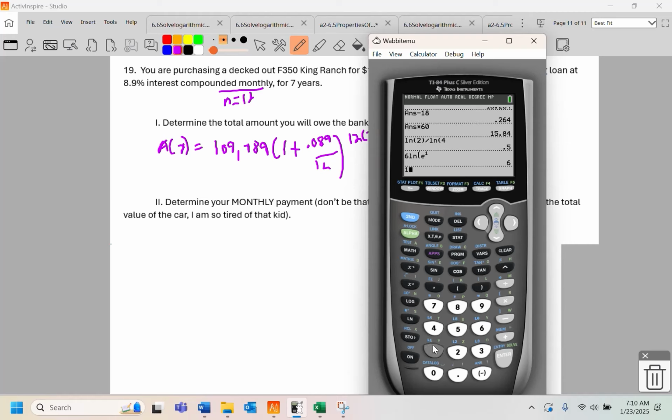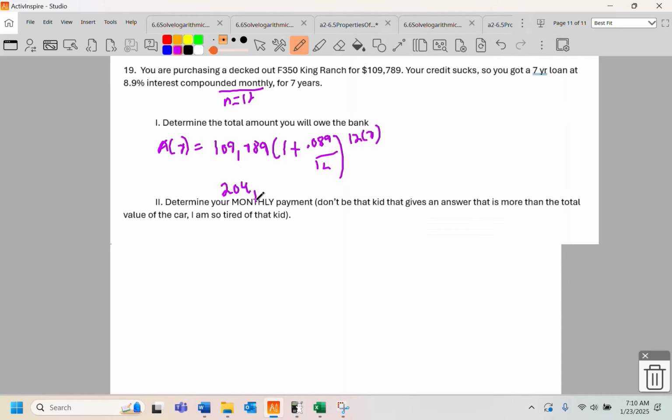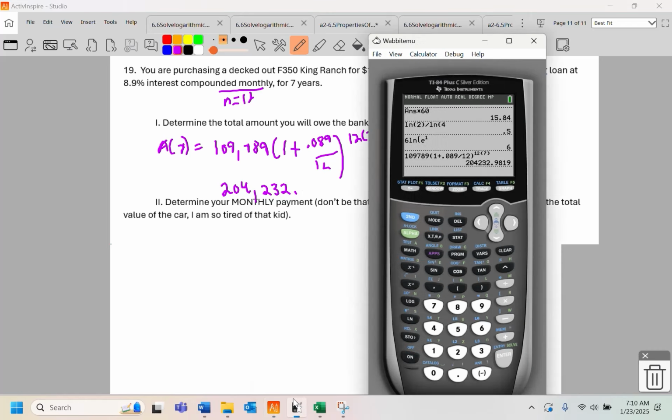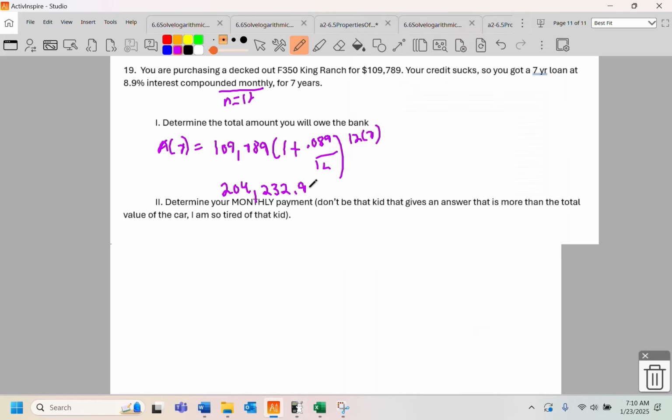All right, so we got 109,789, 1 plus 0.089, sitting pretty over 12, and the exponent's going to be 12 times 7, which happens to be 84. Wow, $204,232. And how many pennies? 98 pennies.